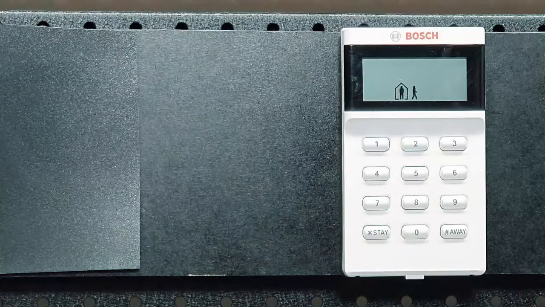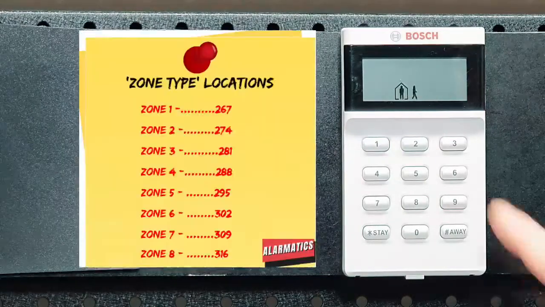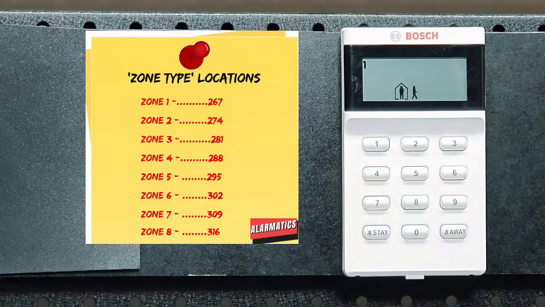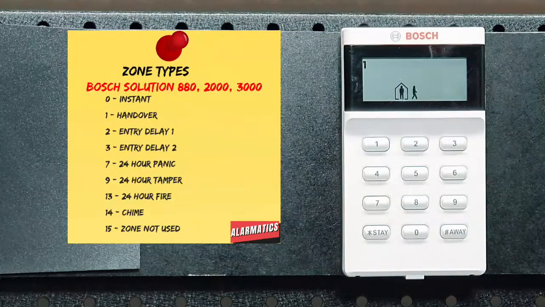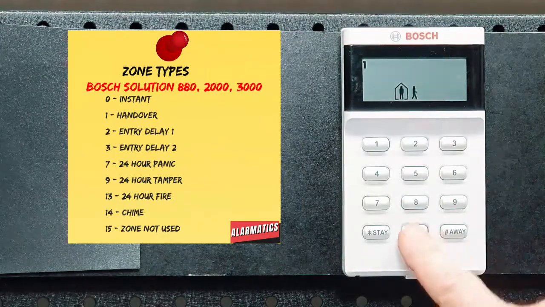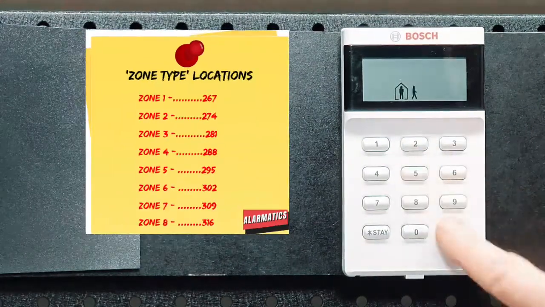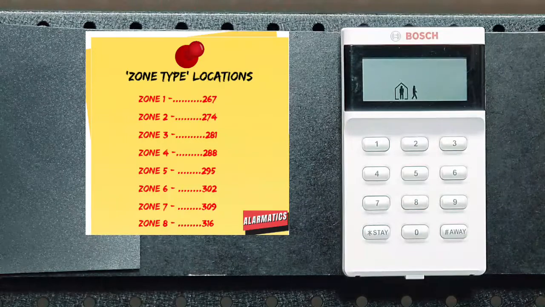Let's go down to zone 4, which is 288. We jump to that. That also comes out of the box as a handover zone, so I'm going to change that to an instant zone. So we press 0 and save it. Let's go to zone 5, which is 295. That's currently set as an instant zone.